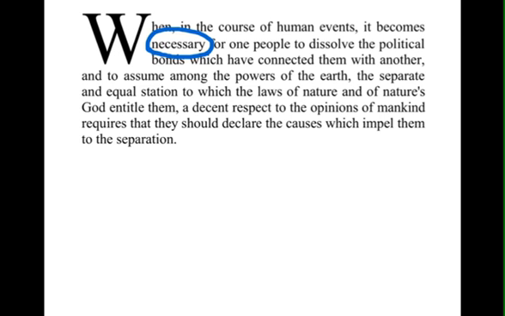As we read this, I really want you to keep in mind the John Locke reading, because so much of this is inspired by John Locke. According to Locke, if you don't like the government, if it's not doing the right things for you, you have the ability to break off. So let's go on. To dissolve the political bonds which have connected them with another, and to assume among the powers of the earth the separate and equal station to which the laws of nature and of nature's God entitle them. Here are two big references to John Locke.